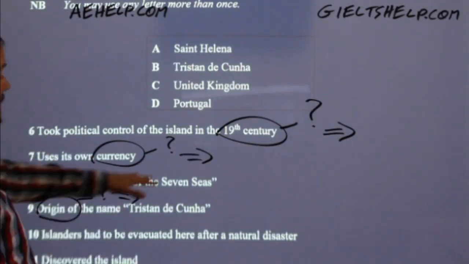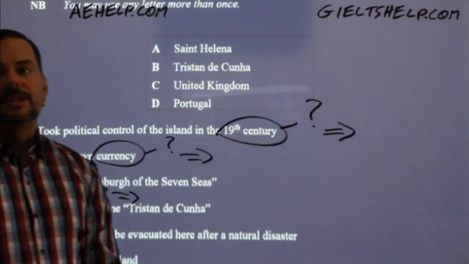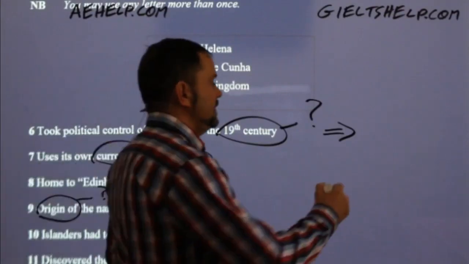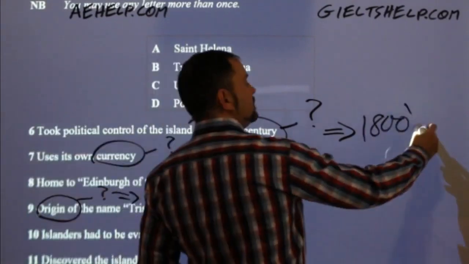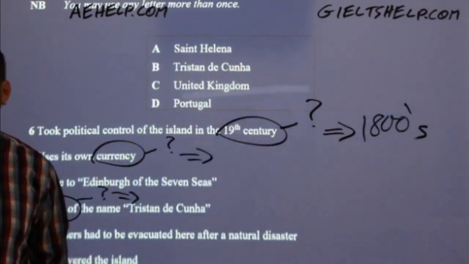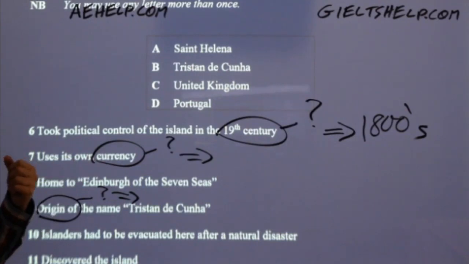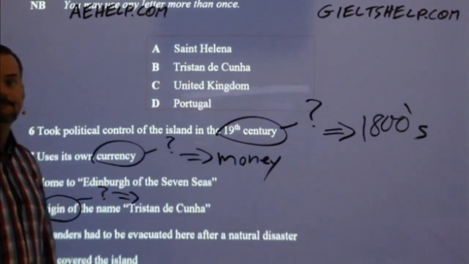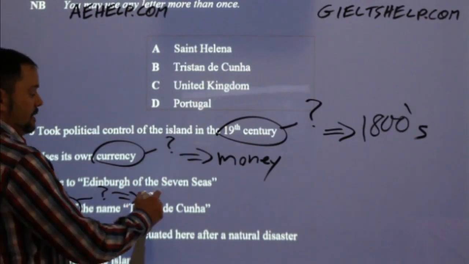So, 19th century, this is sometimes confusing for students. It's not the 1900s, it's the 1800s, right? So you might see 1800s in the passage. Instead of the word currency, you might see the word money, right? Instead of the word origin of the name Tristan da Cunha, you might see a phrasal verb like comes from.